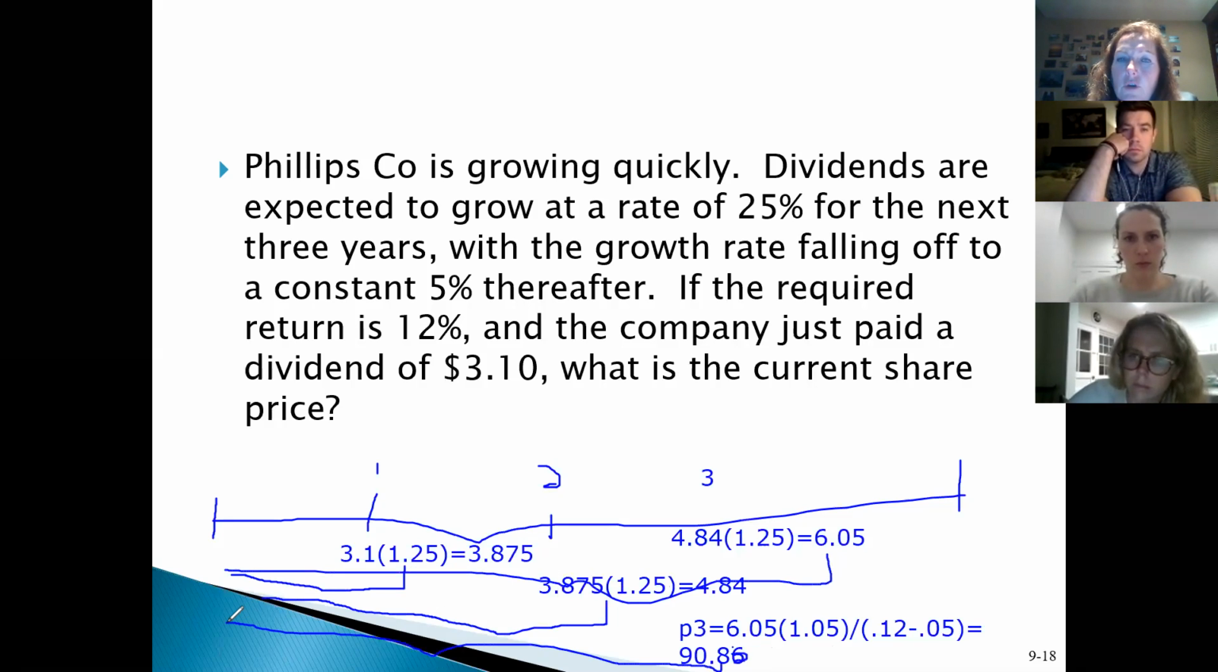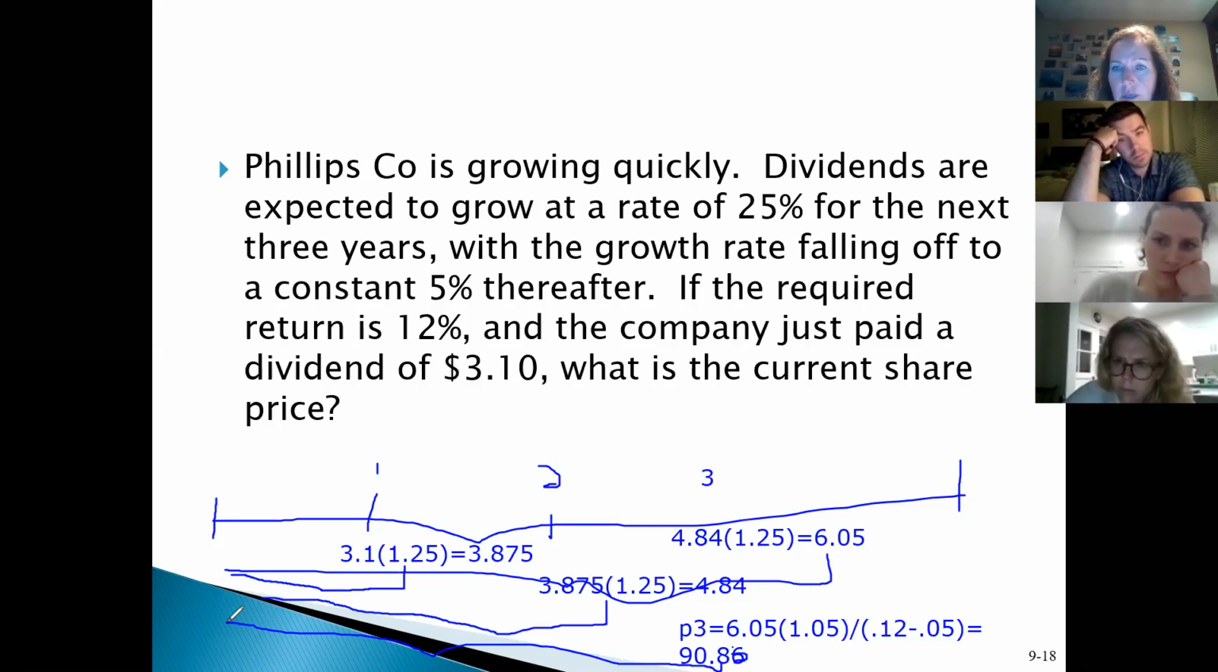So you have to look at all of the cash flows associated with this stock. And the cash flows are a high dividend in year 1, a high dividend in year 2, a high dividend in year 3, and then dividends in year 4, 5, 6, 7, 8. But all of those future dividends are encapsulated into the price in year 3 because all of the future dividends are going to grow at 5%.